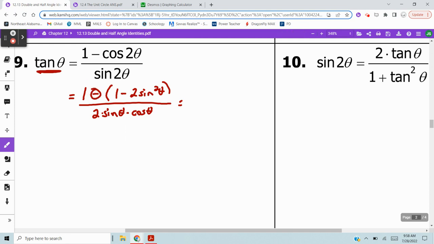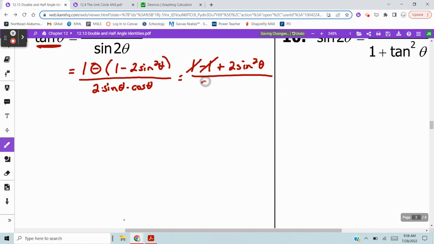You have the minus in front of the parentheses. Let's go ahead and distribute that. That's going to turn the 1 into a minus 1, turn the 2 into a plus 2. So there's what we have now, and this is what I wanted to happen. The 1's actually cancel out. And on bottom, we have 2 times sine of theta times the cosine of theta.